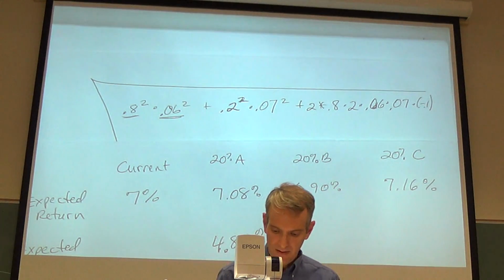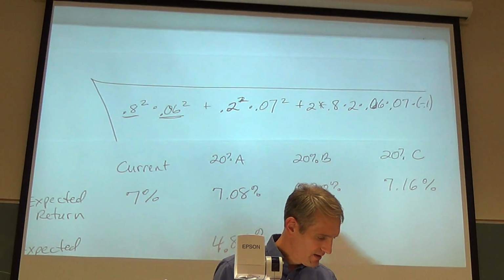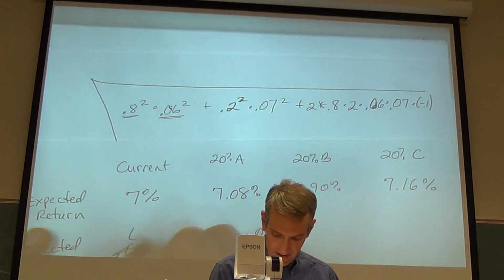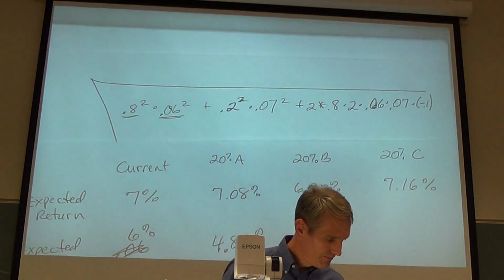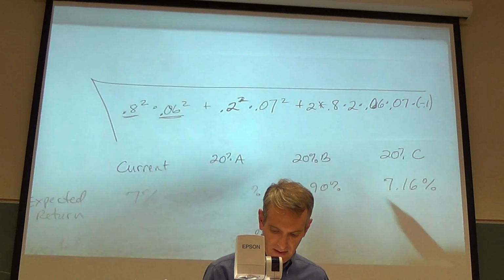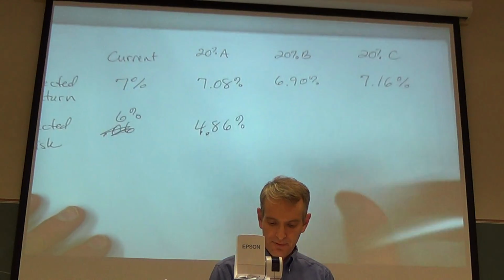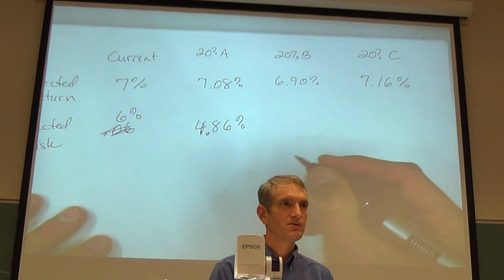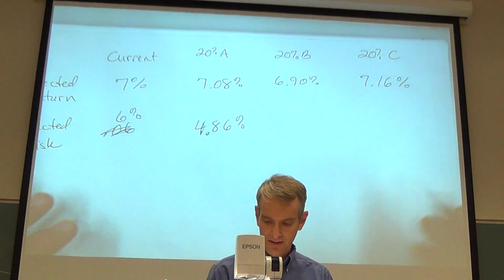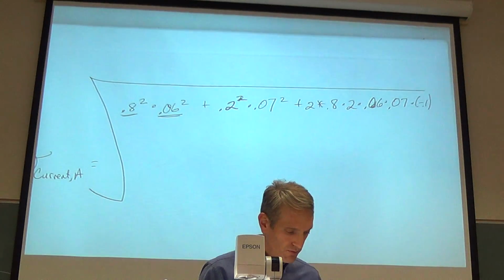All right. What's the risk of current? 0.06, 6%, right? That's just given in the problem. So that's 6%. Well, that's pretty impressive. The risk is much lower, and the return is much higher. A is an awfully strong candidate just to start with. All right. So now we'll do B.